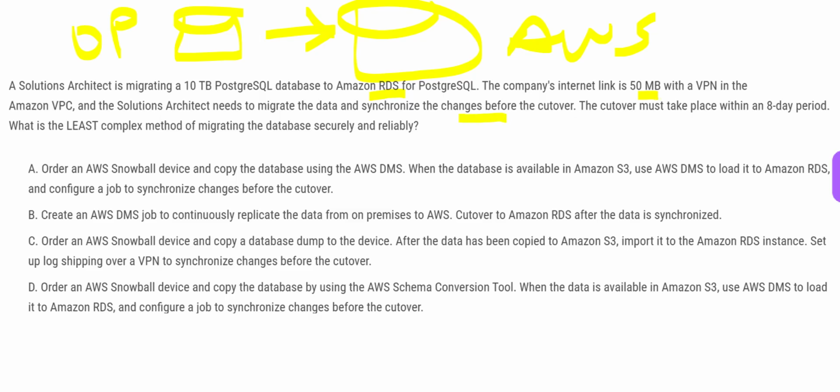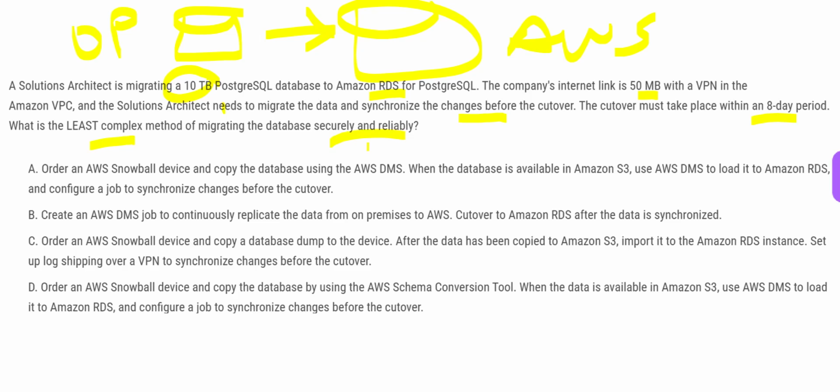So the speed is not awesome. The cutover must take place within an 8-day period. So within 8 days, you have to move this. This is the speed you have been given, and how much data do you have to move? You have to move 10 terabytes of data. You want to use the least complex method, and it should be secure and reliable.